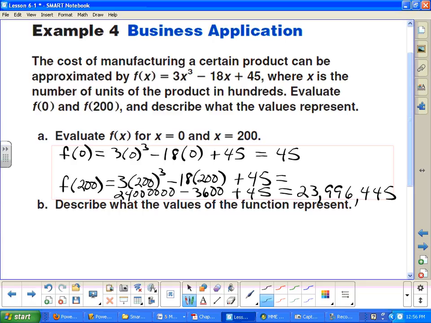Okay. So there's our numbers. What do they represent? Okay. So first one is the number is 0, right? 0 what? Teddy bears. Okay, where X is the number of units of the product in hundreds. So if there are 0 hundreds, then there are 0 products. Okay. So if they produce 0 products, it's going to cost them $45.